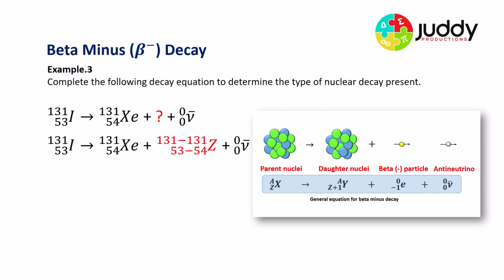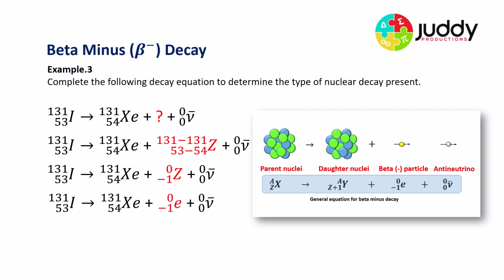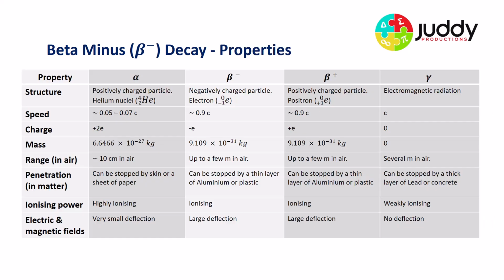If we take 131 from 131, we get 0, and if we take 54 from 53, we have a particle with a mass number of 0 and an atomic number of -1. The only particle that can generate that combination of atomic number and mass number is a beta particle, a high-speed electron. Here's a summary of the beta minus decay properties.